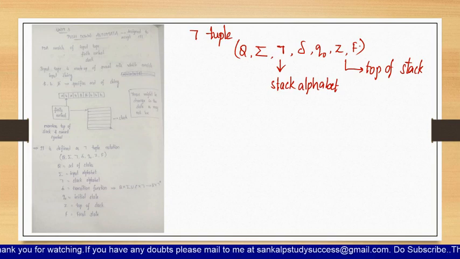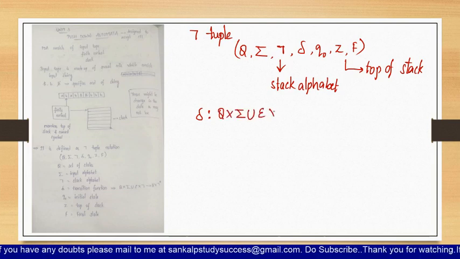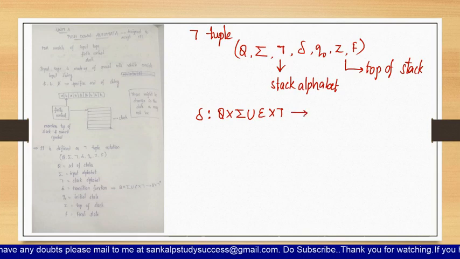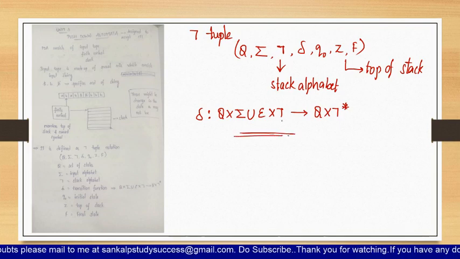And now let us define the transition function. How are we going to define the transition function? The transition function maps from Q cross sigma union epsilon cross stack alphabet, which tends to Q cross stack alphabet whole asterisk. This is our transition function, and you need to remember it because for a 2 marks question it may be asked to define the pushdown automata. So if you define the 7 tuple notation and write what those 7 tuples are, then you should also write what the transition function is and how it is defined.